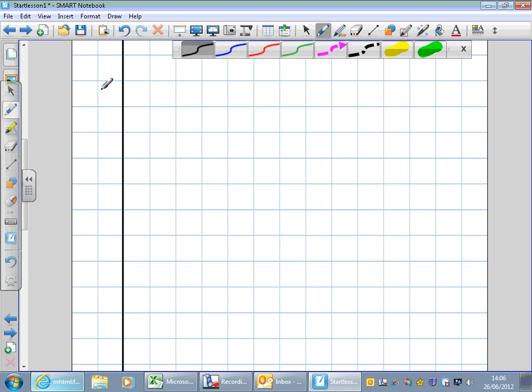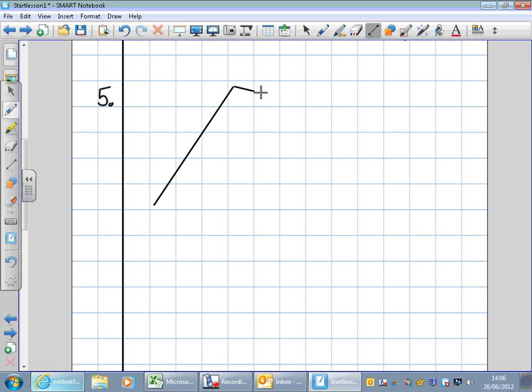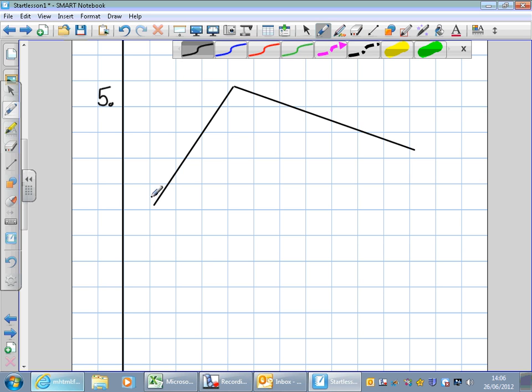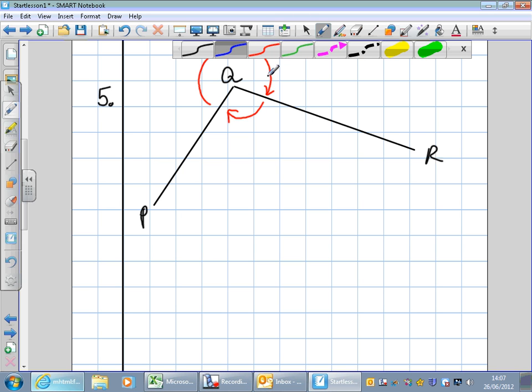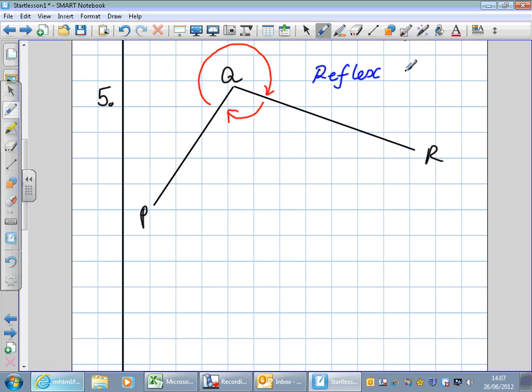One more type of angle we're going to look at. Let's look at this angle here, formed by points P, Q, R being joined. So we've got line PQ meeting with line QR. In truth, we have two angles. We've got this one here, and then this one here. This one here, the larger, is more than 180 degrees, and it's called reflex.